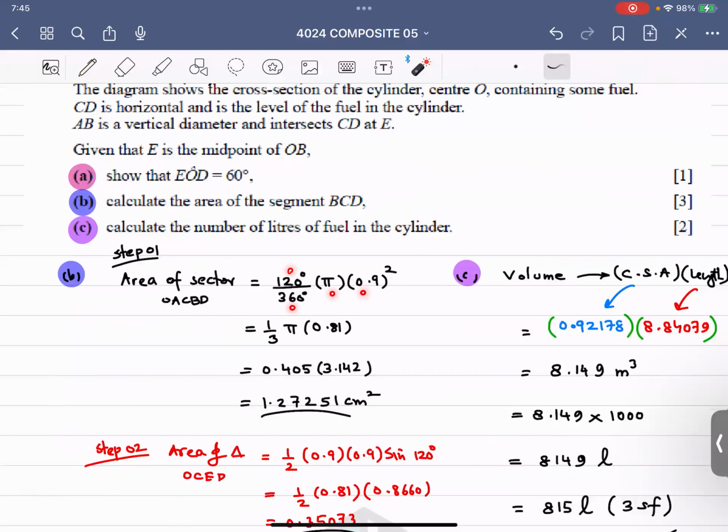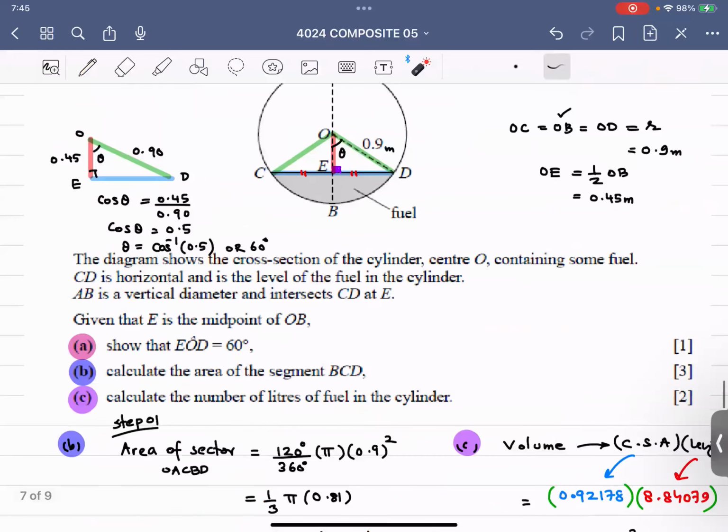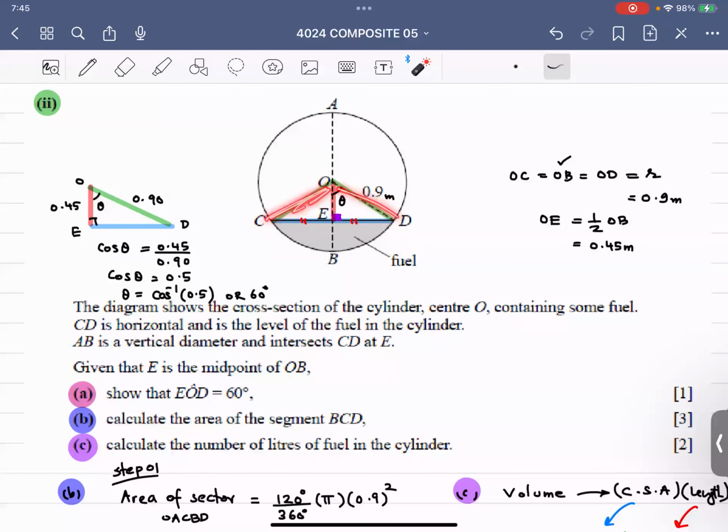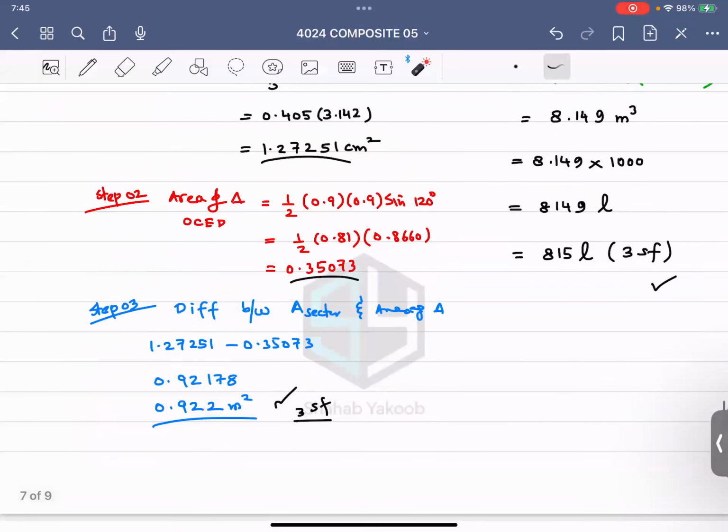120 over 360 into pi r square. This is the area of the triangle. That's half AB sine C. So this is half into 0.9 into 0.9 into sine of 120. Let me just double check this value. I'm using the sine, that's 0.8660, into 0.5 into 0.81. That is 0.35. Step 3 is the difference between the two.